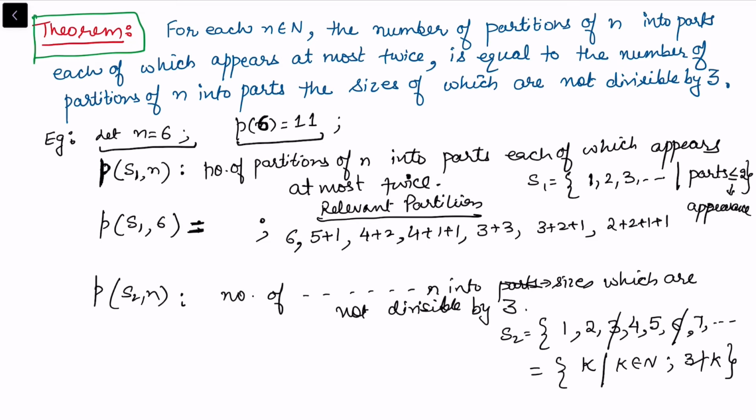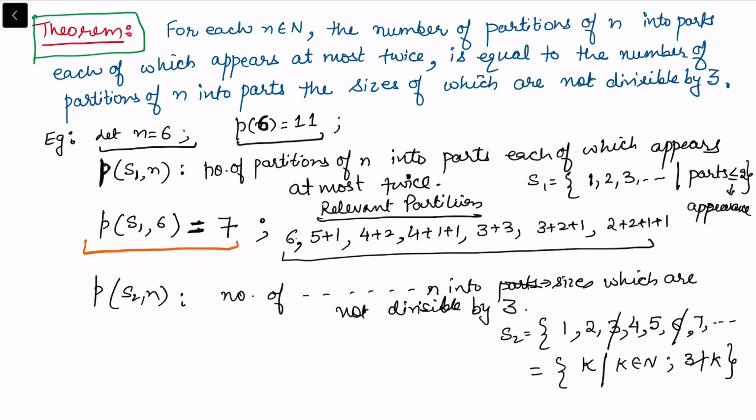We can see there is another partition of 6, like 1 repeating 6 times. That's also a partition of 6, but in that 1 is repeating more than 2 times. So only these. And how many are these? If I just count, 1, 2, 3, 4, 5, 6, 7. So there are 7 partitions of 6 which satisfy the given condition.